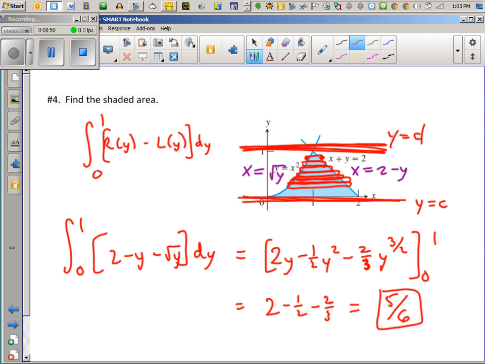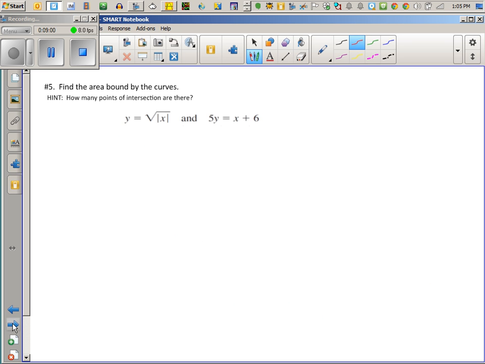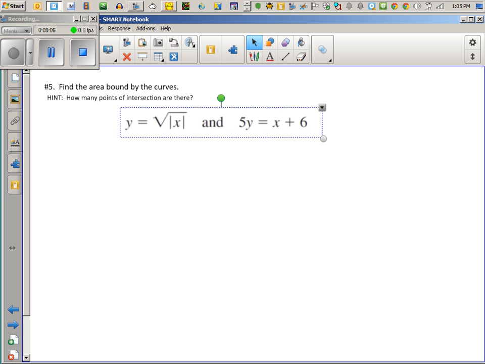How many of you did it the first way? Second way? Okay, you think you might need to know both methods? Probably, right? Okay, let's look at this one. Find the area bound by the curves. Sometimes you don't really know which method you're going to use until you draw it yourself. So I would like to have a graph of this, but I don't really want to graph it on my calculator. That feels like cheating a bit.